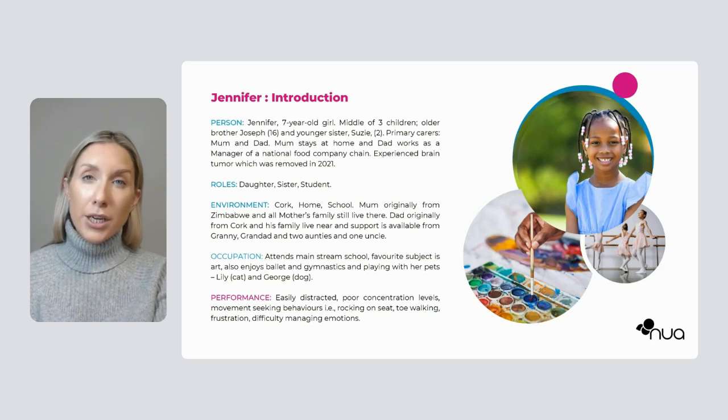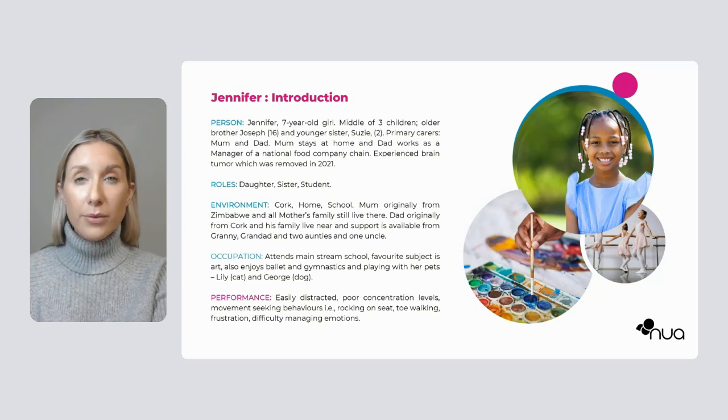Jennifer experienced a brain tumour which was removed in 2021. In terms of roles, Jennifer is a daughter, she's a sister, and she is a student. In relation to the environments she accesses, she lives in Cork. She accesses the Cork locality, her home and her school. In terms of social supports, her mum is originally from Zimbabwe, and all of mother's family still live there. Her dad is originally from Cork, and his family live near, and support is available from granny and granddad, her 2 aunties, and 1 uncle.